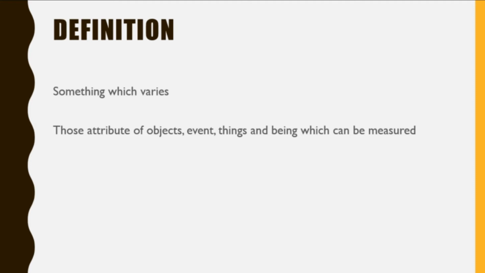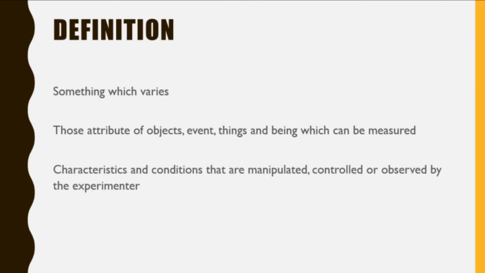To go ahead with another definition, variables are characteristics and conditions that are manipulated, controlled or observed by the experimenter. It depends on the type of research, whether you simply go and observe the variable or you try to control and manipulate it. But these are the things which a researcher tries to control, manipulate or even observe. Those things are called variables.